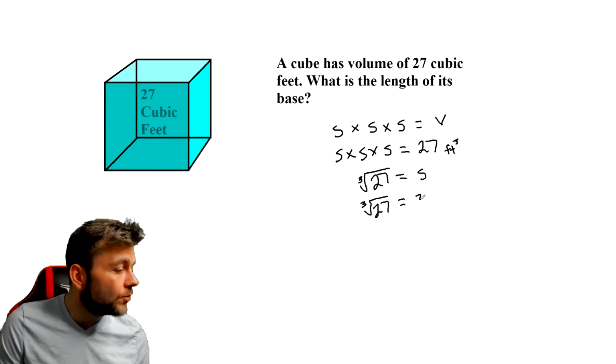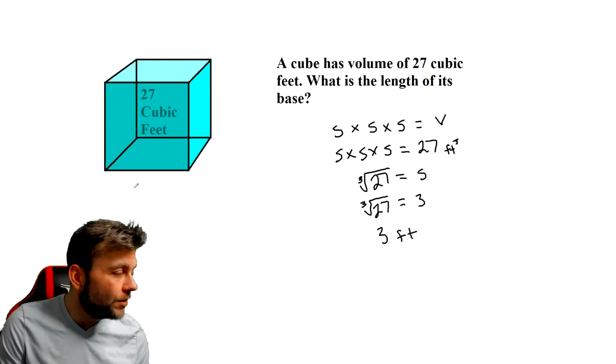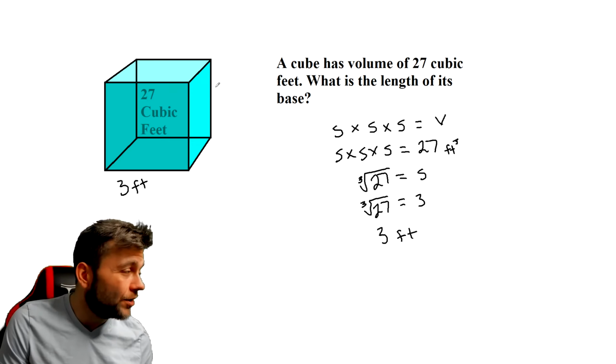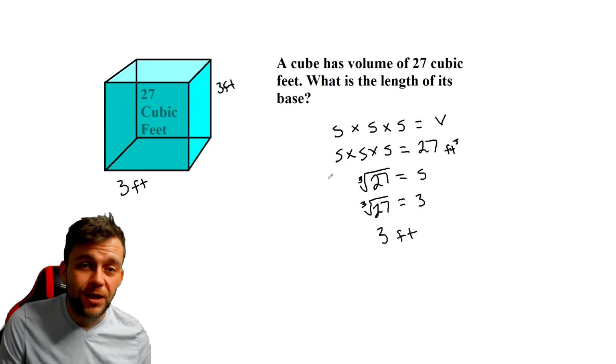So the cube root of 27 is 3. In other words, 3 feet is our answer. The base here would be 3 feet. And since it's a cube, all sides are the same length. So 3 feet, and so on. You can go around and label it all yourself.